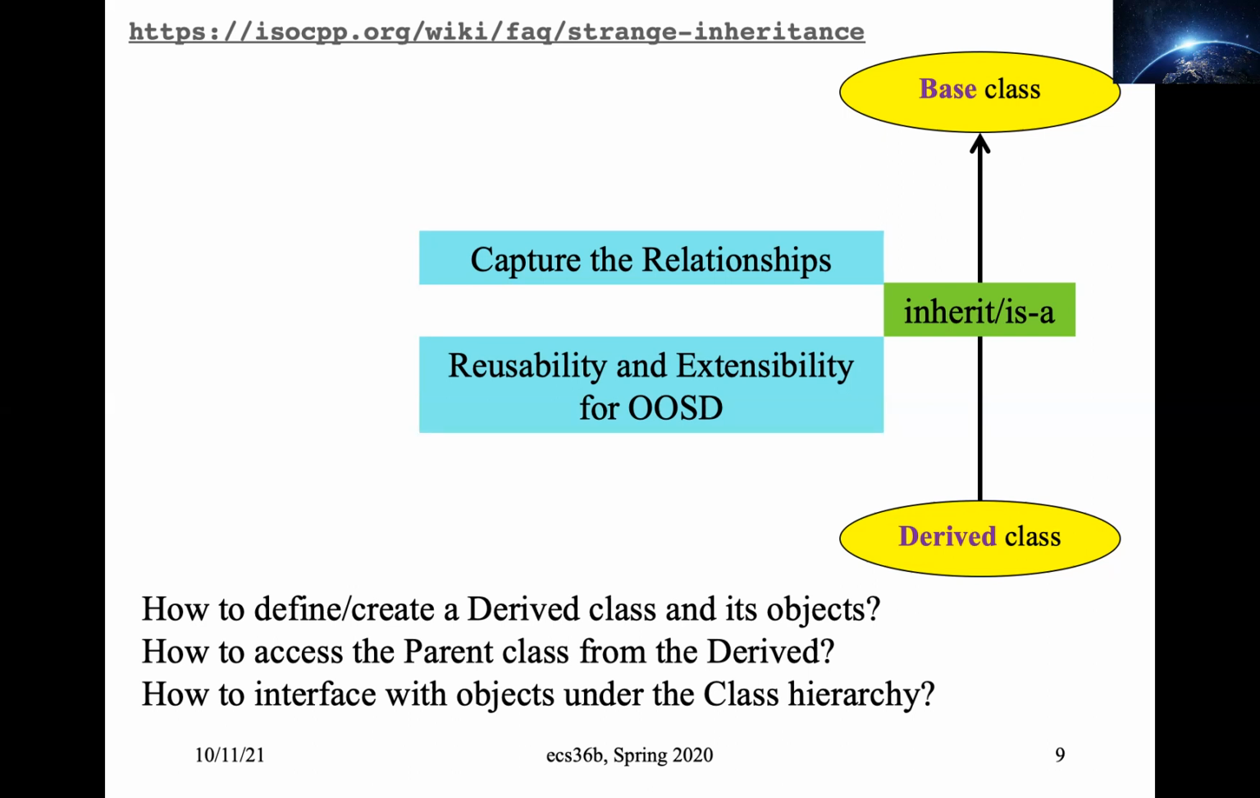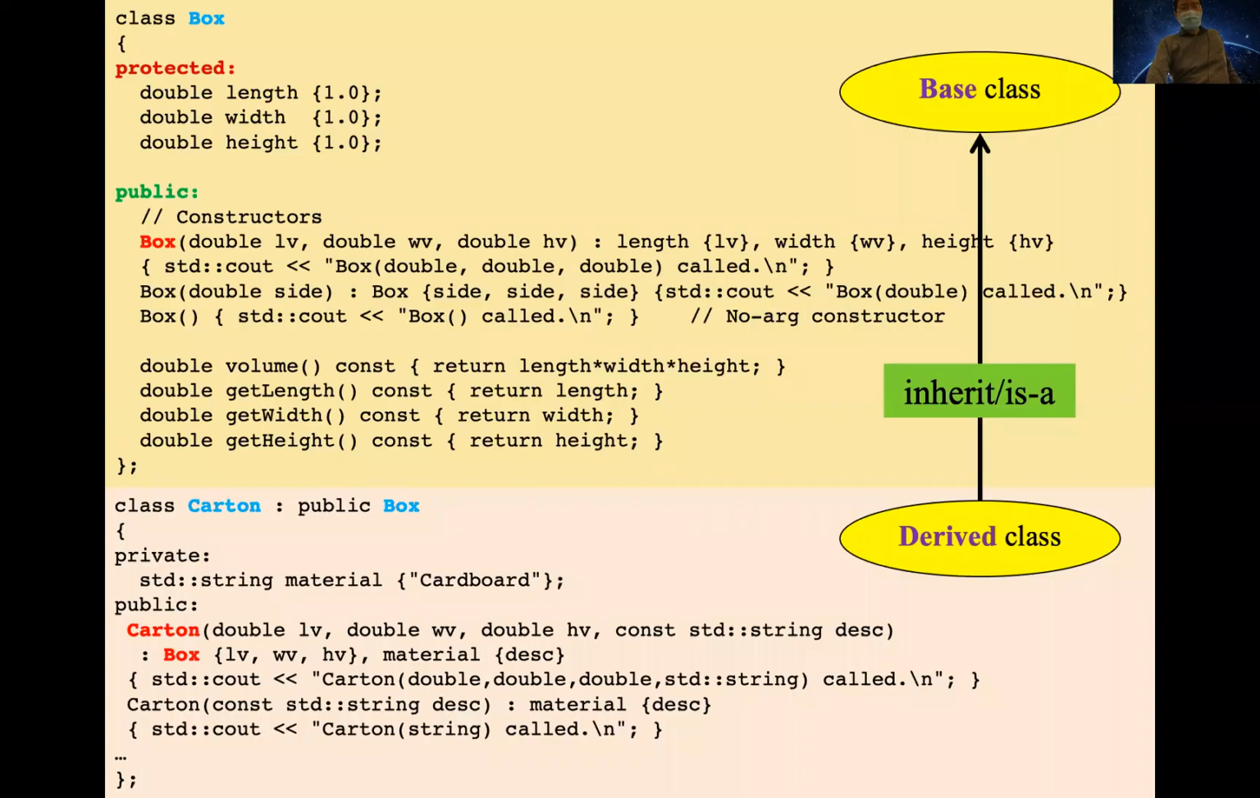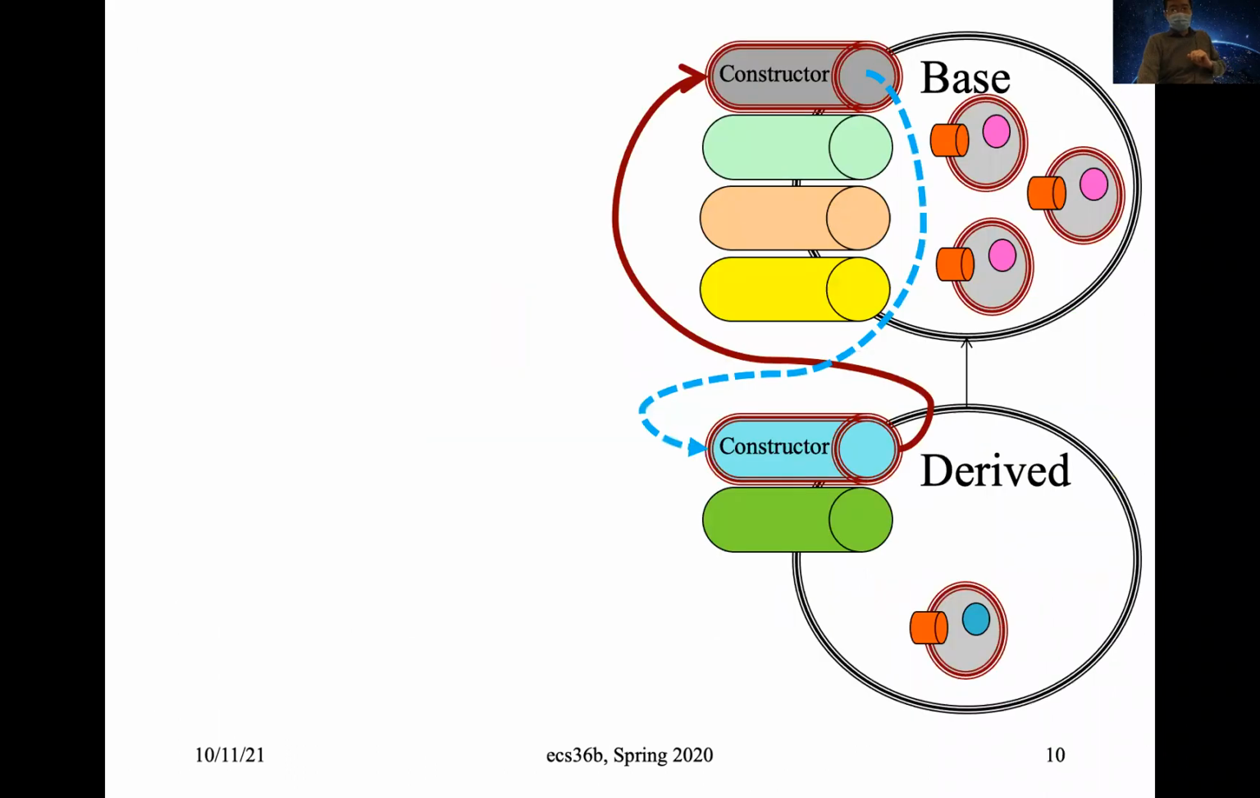Let me use this as an example. If I have an object which is created as a Carton, I can convert this Carton object to a box object. How do I do that? Just cast it as a box. So in C programs, we do a lot of casting, changing the type from one type to another, but with inheritance, you can cast it to upgrade that.